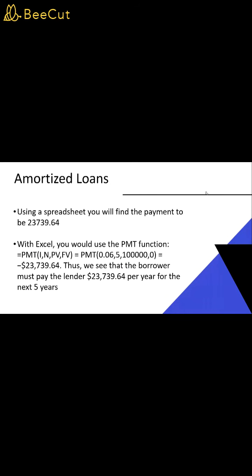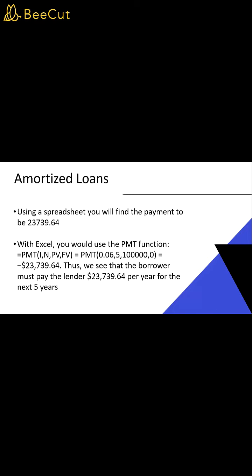So in order to calculate the amount of payment that they need to make, this can be calculated using Excel. And in Excel, there is something known as the payment function. In the payment function, you basically say equal to payment, brackets, interest rate, comma, n, number of periods, comma, present value, comma, future value, and you close the brackets.